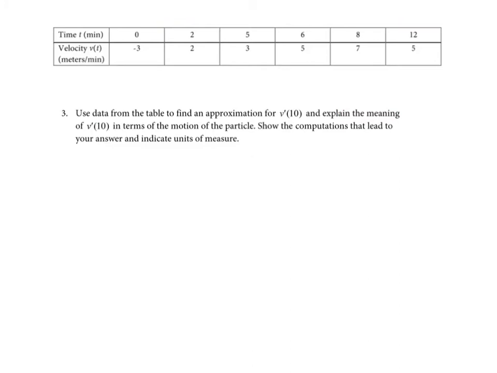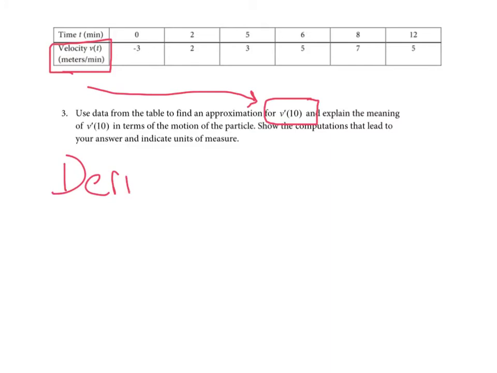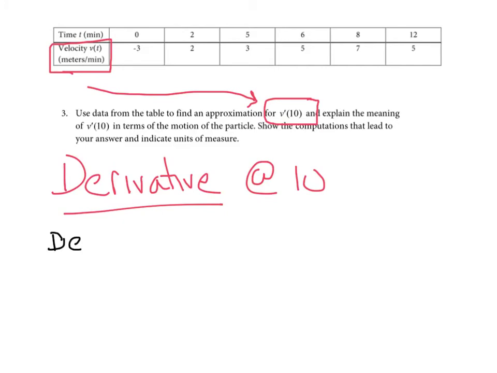If you want to find v prime of 10, and this is v, obviously what do you want to do? You have v, you want v prime. You need to take the derivative. Okay, so my goal is to take the derivative clearly at 10. Now, you don't have an equation to derive and plug 10 in, so you have to use something else, and we have to use one of the definitions of the derivative.